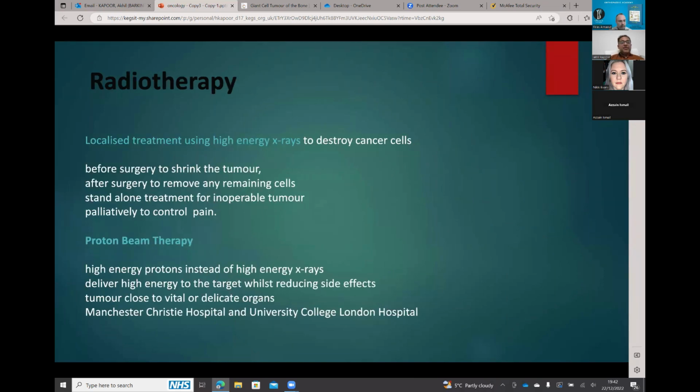Radiotherapy can be used as a localized treatment using high energy X-rays to destroy cancer cells. Again, this can be used before surgery to shrink the tumor or after surgery to remove any remaining cells so that the recurrence is low. Standalone treatment with radiotherapy is only used for the palliative treatment of inoperable tumors to control pain. Proton beam therapy is also one of the treatment options available.